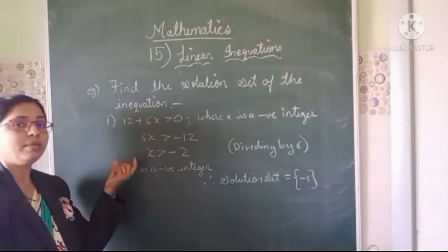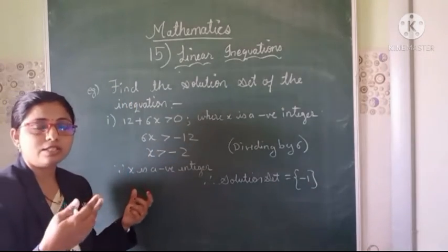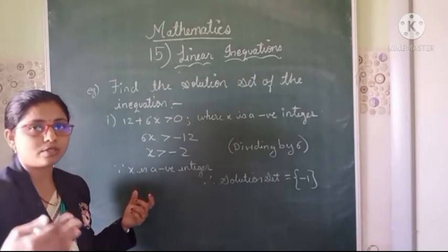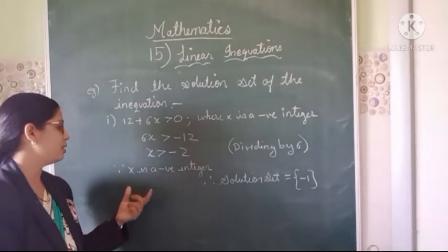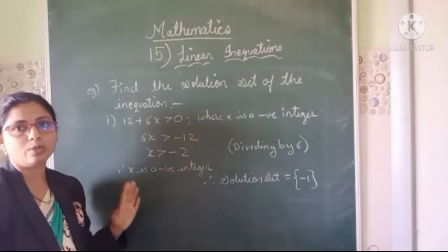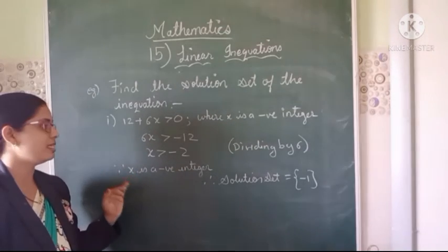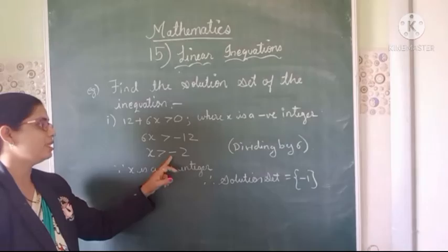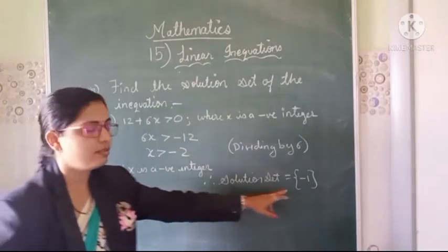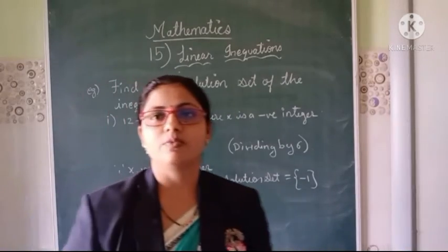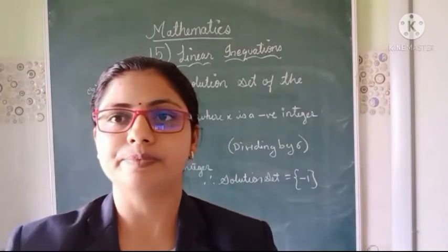So it can be more: 0, 1, 2, 3, 4, positive numbers can be there. But what they told is x is a negative integer only. So x is a negative integer, so it will be only negative 1. So in this way we can solve the example.